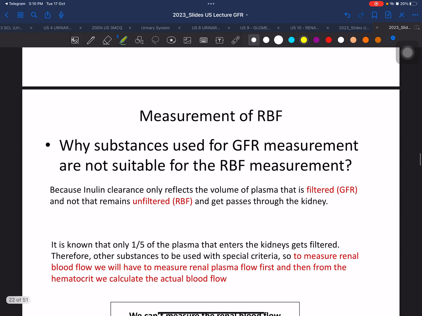Why is a substance used for GFR measurement not suitable for RPF measurement? Because inulin clearance only reflects the volume of plasma that is filtered, the GFR, and not the unfiltered remainder of the RPF that passes through the kidneys.